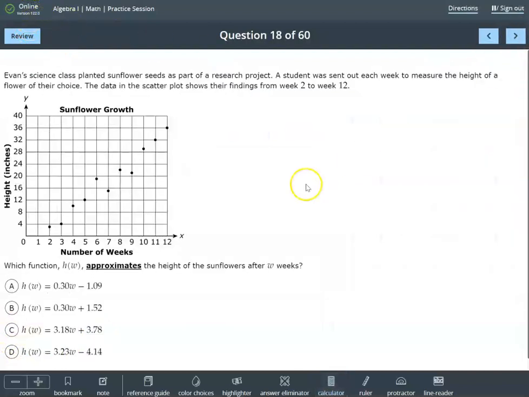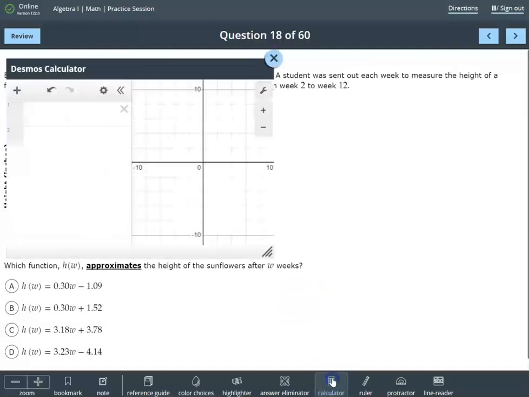The next item that we'll look at is item number 18. We're given a scatter plot, and we're given 4 functions, 4 equations, and we're looking for the equation that best fits this scatter plot. So step 1 is I'm going to open my graphing calculator.